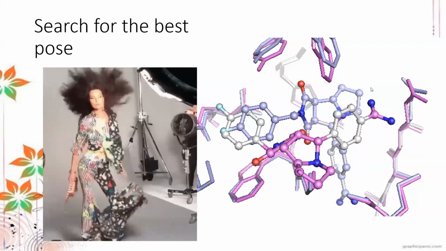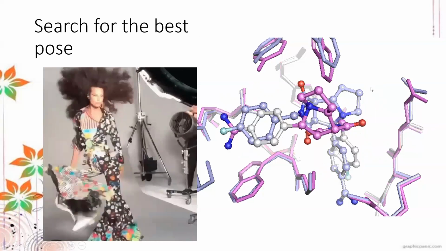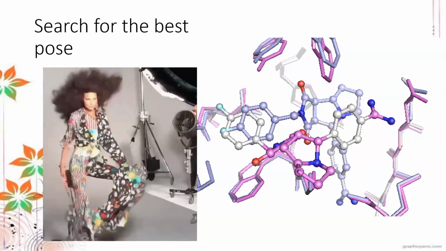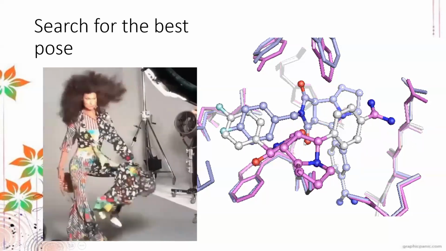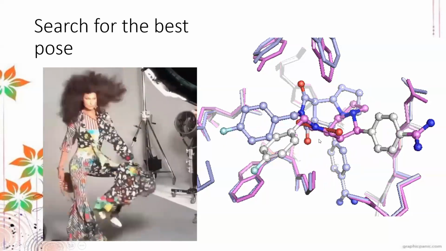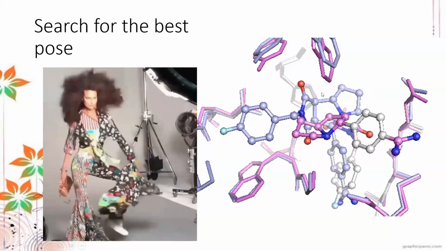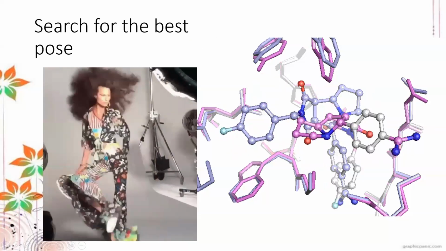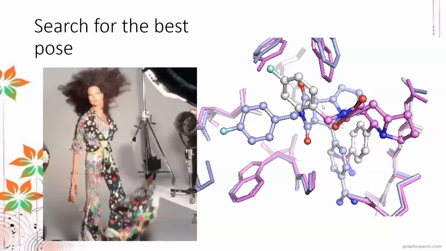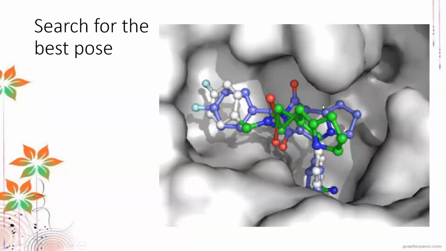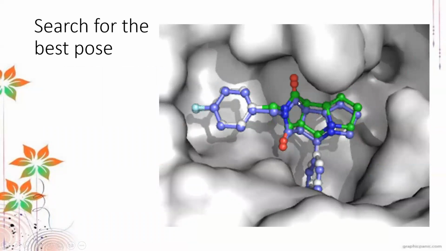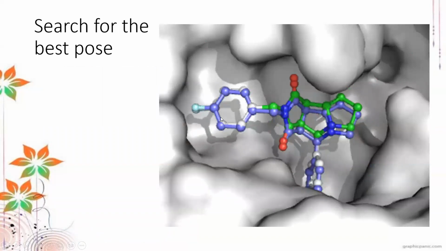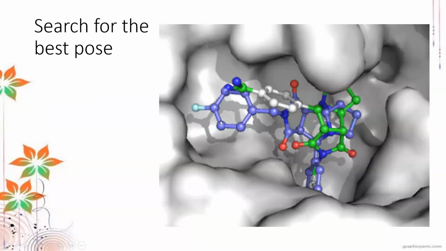It's because the receptor usually is stationary while the docking software moves your ligand around in different poses, until it finds the best fit for your particular binding site. So here is another example. This GIF image is showing several poses until it finds the best fit pose for your binding site.